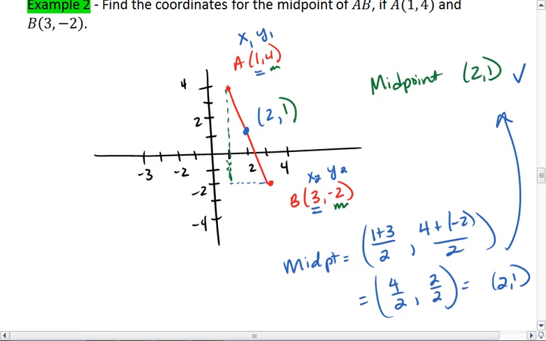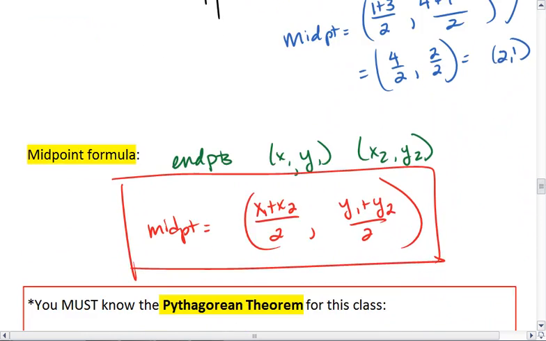You can honestly go either way. You can graph it and figure it out from there, or you can use the formula. It's whatever you feel most comfortable with.